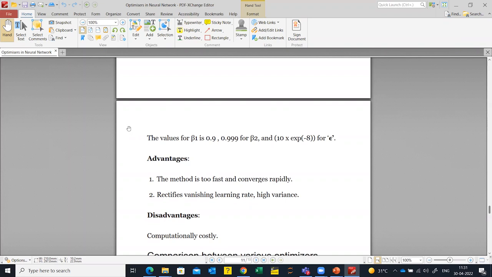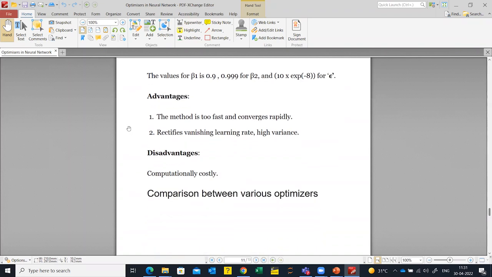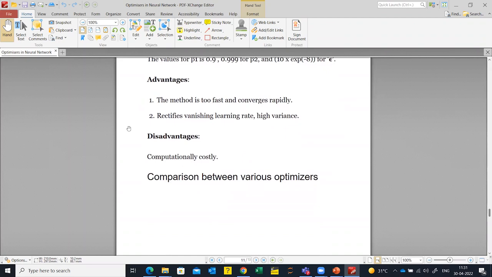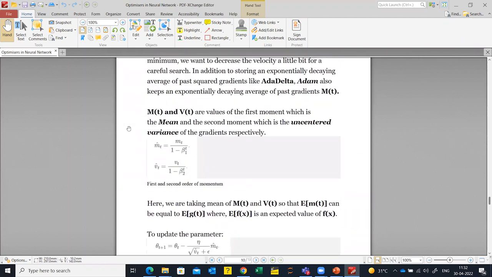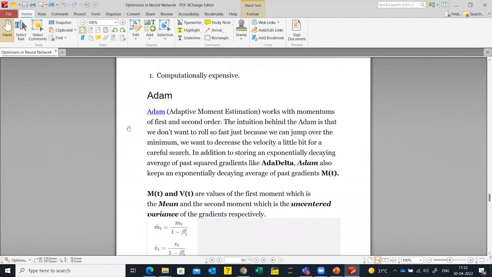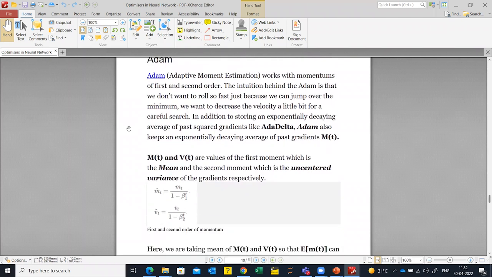But the interview will not ask you questions related to this, rather they will ask you questions related to the advantages and disadvantages. The advantage is that the method is fast and converges rapidly, and it rectifies the vanishing learning rate and high variance problem which we have seen with the ADA grad and ADA delta. But again, this is computationally very expensive, obviously, because it uses the first order derivative for momentums, right? And second order as well.